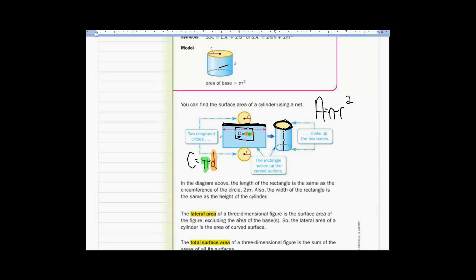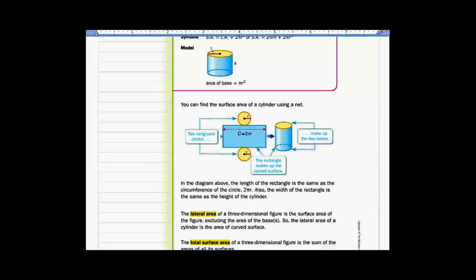Sure. So these two are exactly the same, just depends on whichever one you like to remember, or maybe whichever dimension they give you. So let's put all that together, and let's try a few, shall we?